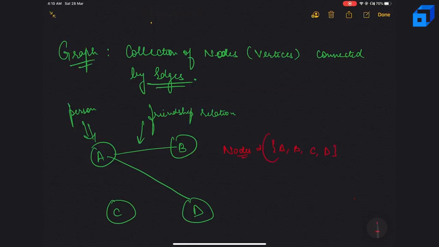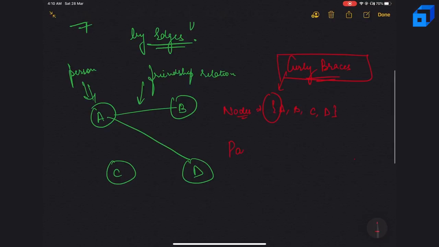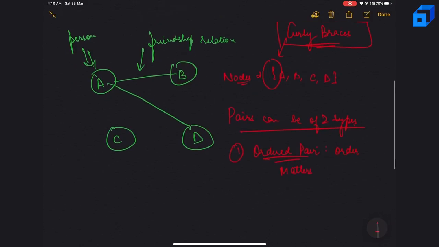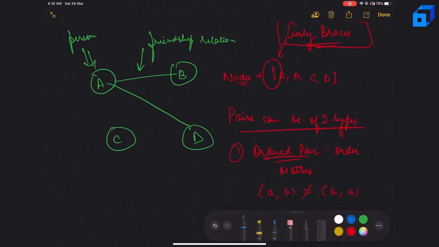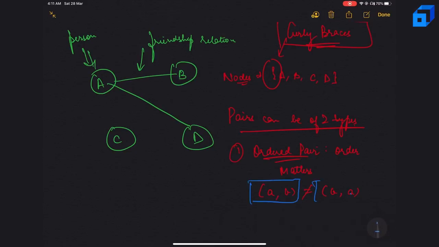Do note here that I have used curly braces. Let me spend a few moments on differentiating between curly braces and parentheses. Pairs can be of two types. The first type is known as an ordered pair. These are the pairs where order matters. For example, in this case, (A, B) is not equal to (B, A), because in this pair order is mattering and the first element in the left pair is not equal to the first element in the right pair.